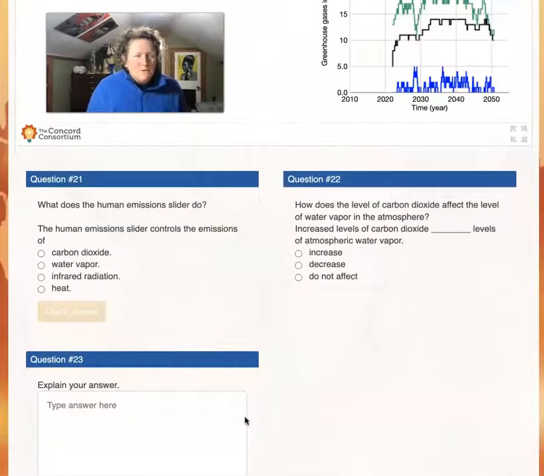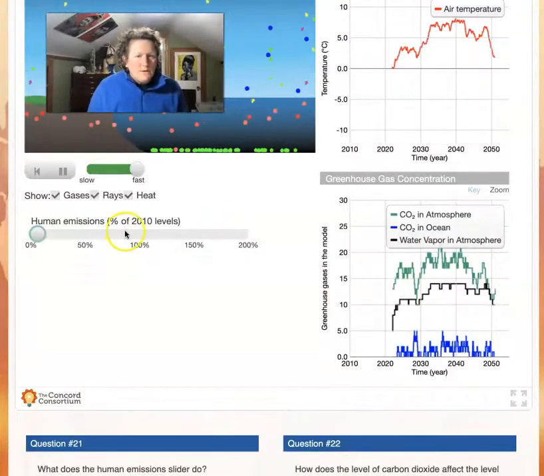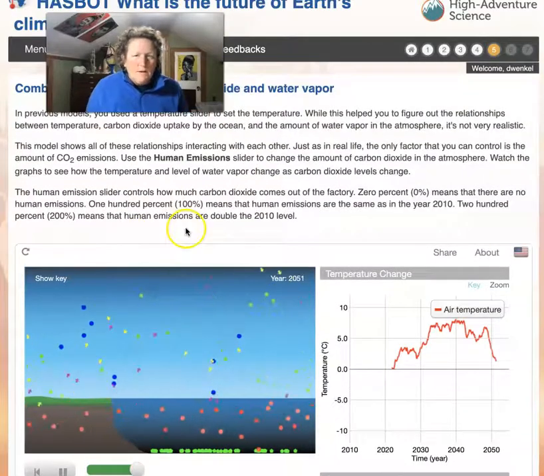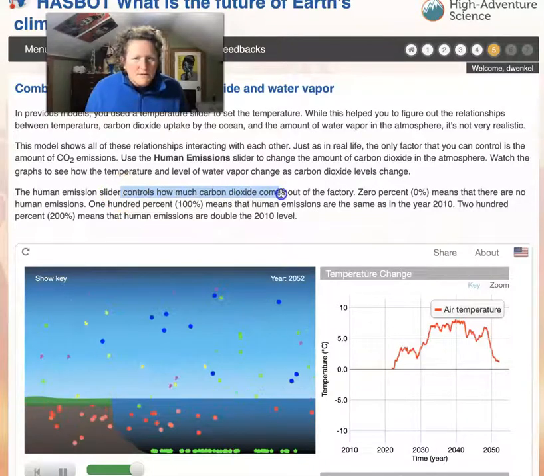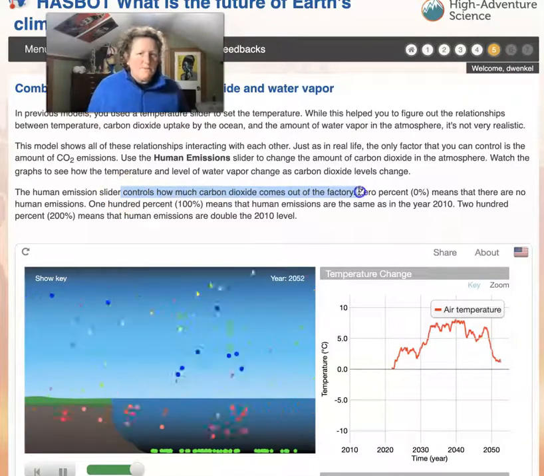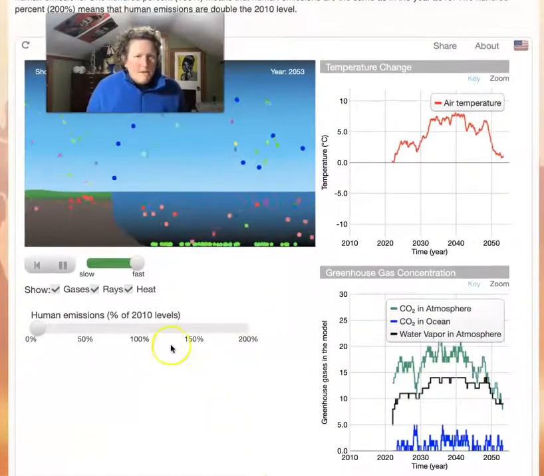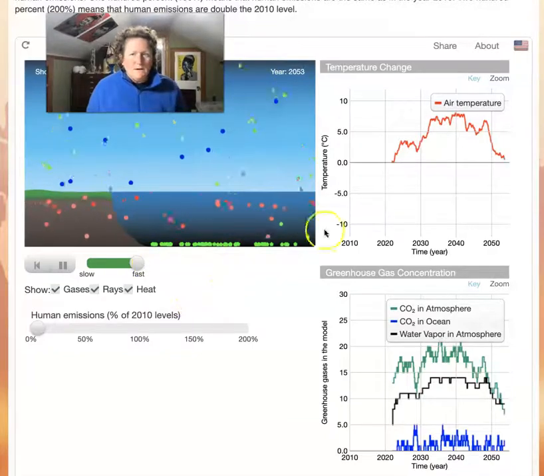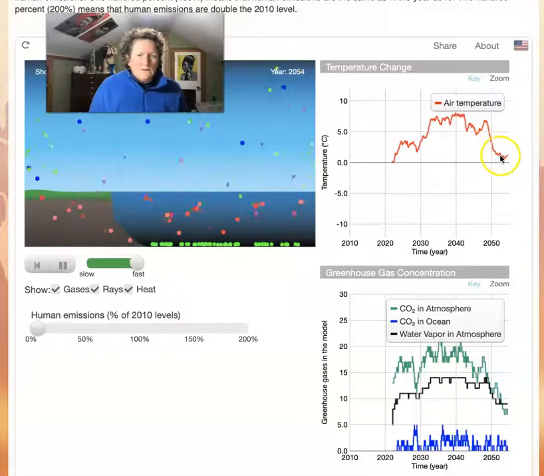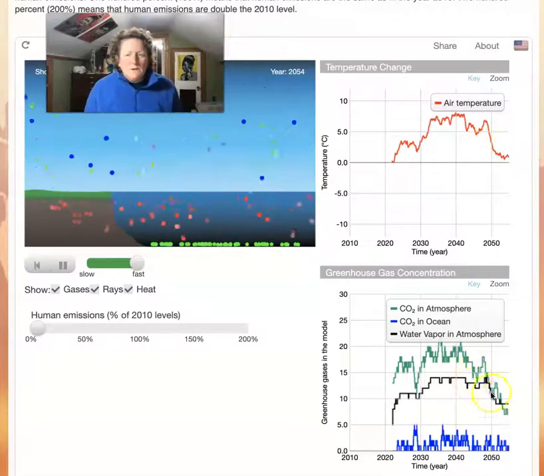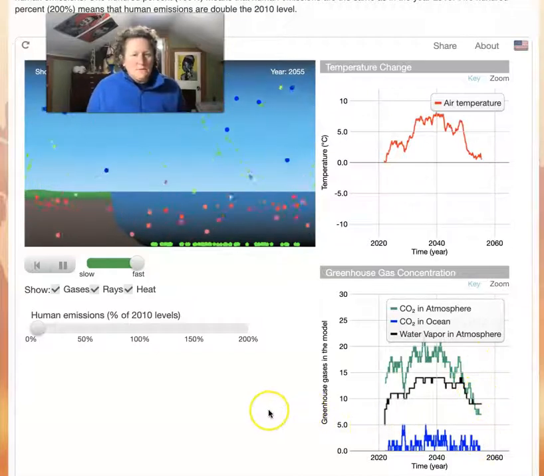What does the human emission slider do? Well, the human emission slider controls the emissions of what? Well, we learned that up here. Human emission slider controls how much carbon dioxide comes out of the factory. Obviously, there are many other sources. Basically, we got rid of the factory here, and the air temperature is coming down very slowly. So is water vapor in the atmosphere, and CO2 in the atmosphere, and CO2 in the ocean.